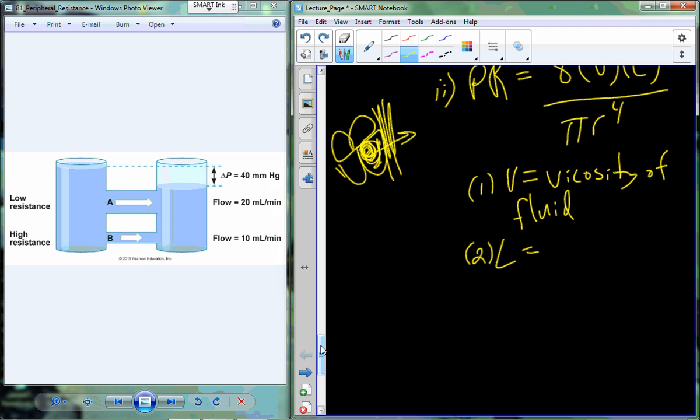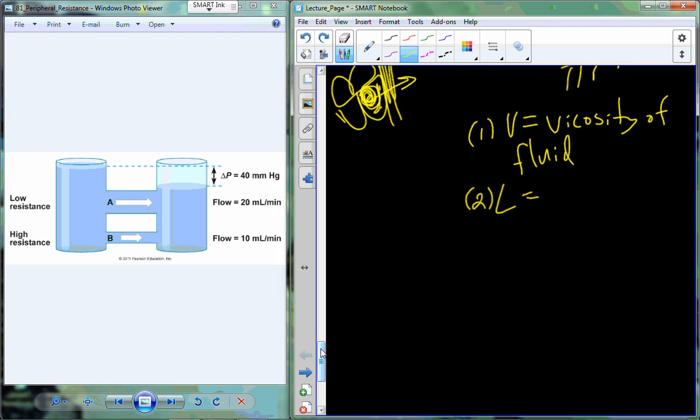All right, does everybody have our equation written down? Keep that in mind. So V is the viscosity of the fluid. Really doesn't change that much under normal physiological circumstances. You would have to get really, really dehydrated, which most of the time we don't do, or we would have to do something else like blood doping to change viscosity significantly. L stands for the length of the tube.